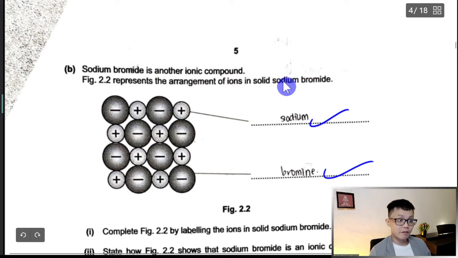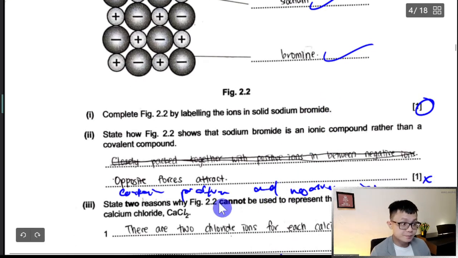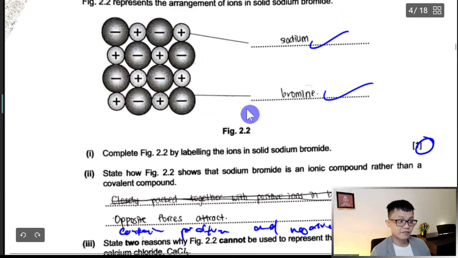Sodium bromide is an ionic compound. Positive is sodium. This one you shouldn't get wrong. Bromine is the negative ion, so it makes sense. State how figure 2.2 shows that sodium bromide is an ionic compound rather than a covalent compound. Okay, sodium is on the left, bromine usually on the right of the periodic table, so usually it is an ionic compound. State how figure 2.2 shows that, okay, because they contain positive and negative ions.